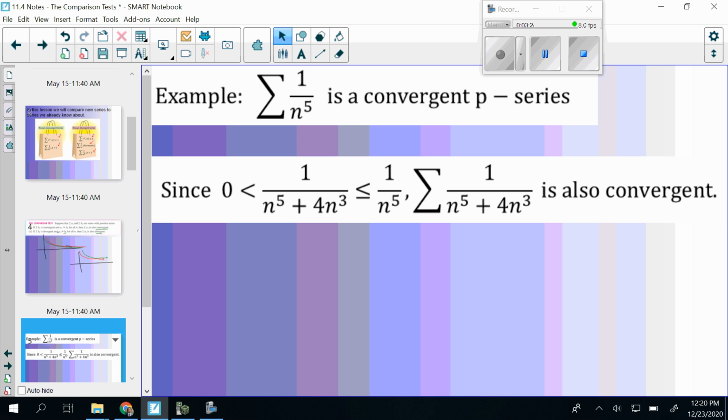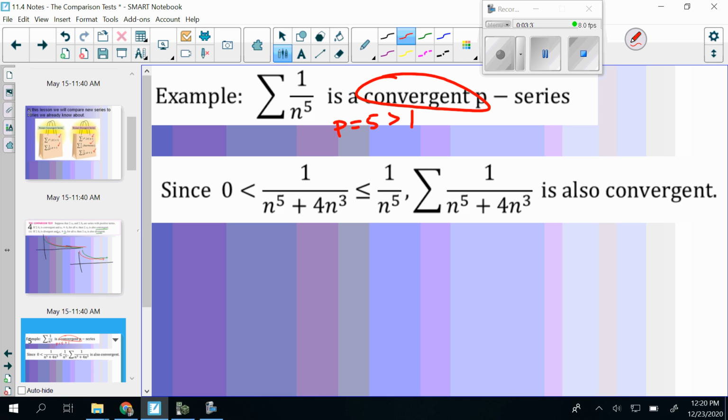The series 1 over n to the 5th power, we know is convergent by p-series because our p here is 5, which is greater than 1. So this is definitely a convergent series. What if we want to know if this series right here, 1 over n to the 5th plus 4n cubed, is convergent or not? Well, this series is always going to be less than 1 over n to the 5th.